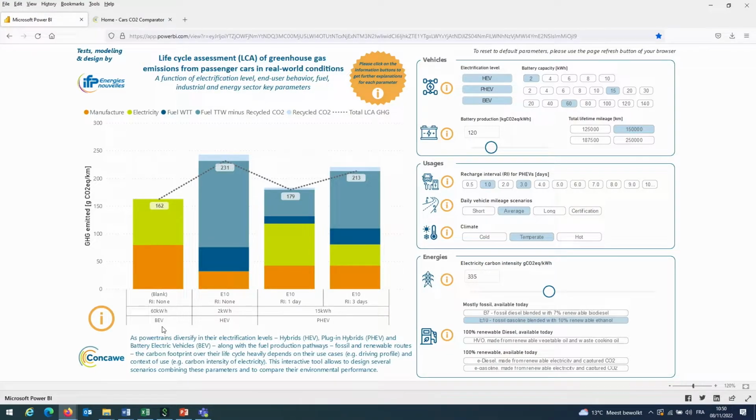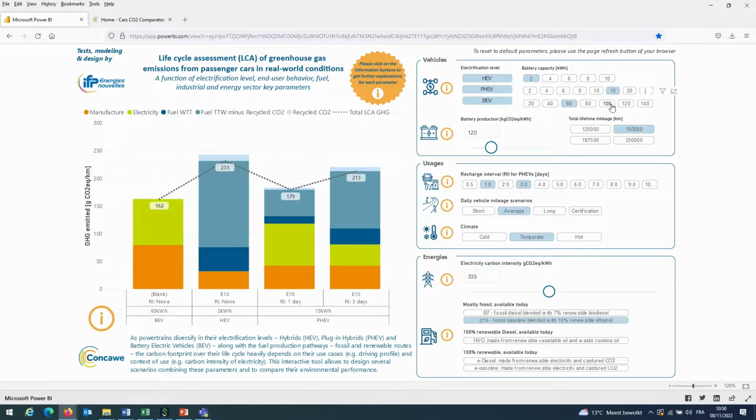So on the left, you have a battery electric vehicle with a 60 kilowatt-hour battery, followed by a hybrid electric vehicle with a 2 kilowatt-hour battery fueled with E10. E10 is a gasoline which is 90% fossil and 10% renewable. And then you have two plug-in hybrid electric vehicles with a 15 kilowatt-hour battery fueled with E10 as well. The first one is recharged every day, while the second one is recharged only every 3 days. So this is the result panel, and now we have the configuration panel.